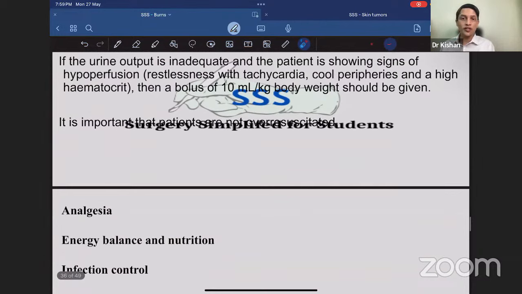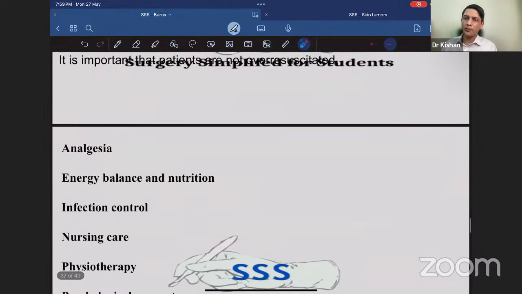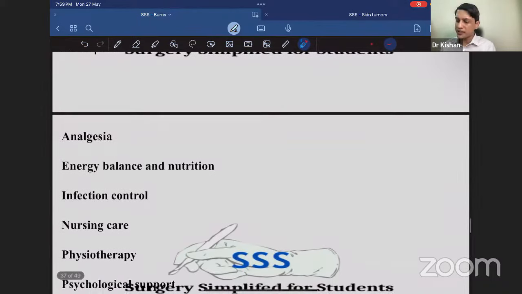Very important is the patient should not be over-resuscitated. What are the other points in the management of burns? Analgesia. Adequate analgesia should be given by opioids or paracetamol. The best thing is to give some sedative so that they will sleep off and not feel the pain. Many dressings and so on are done under general anesthesia for burn patients, especially kids.